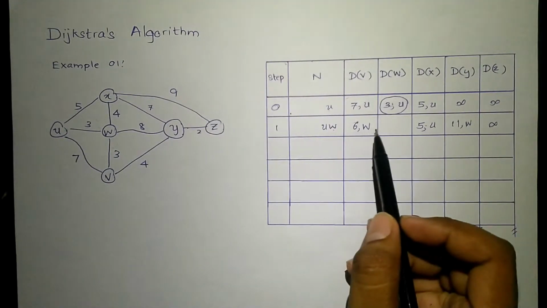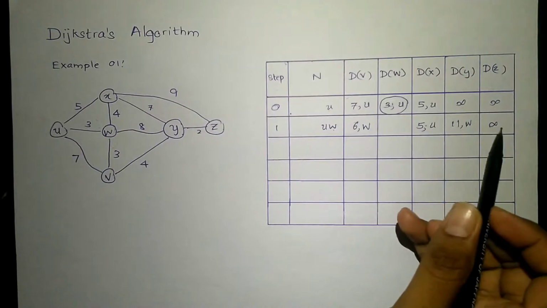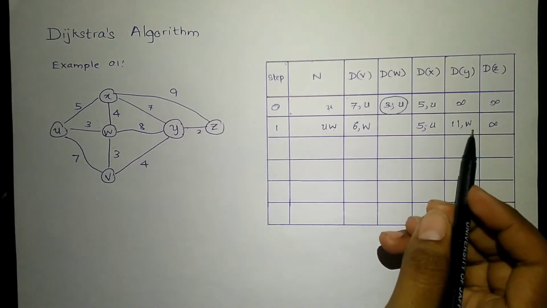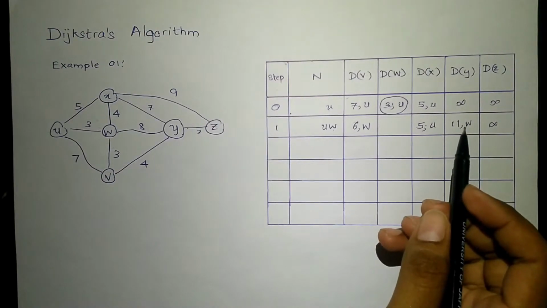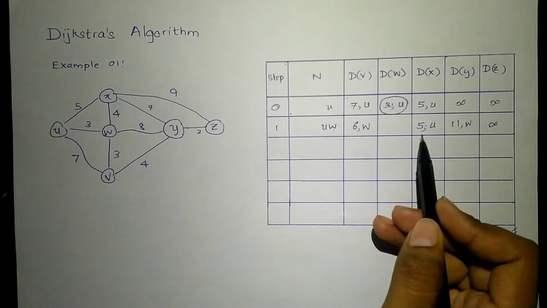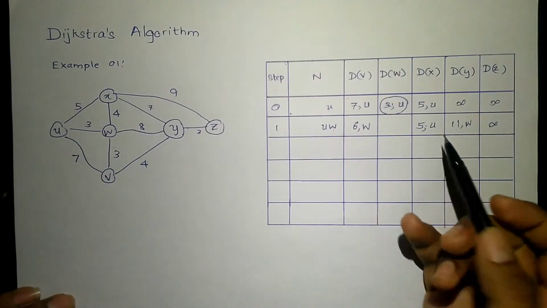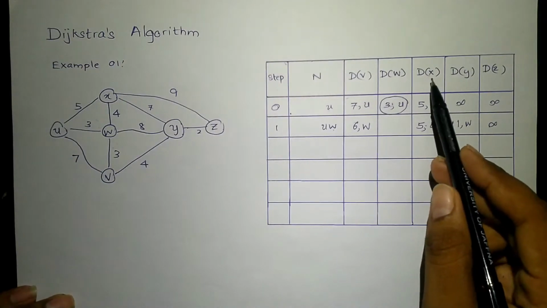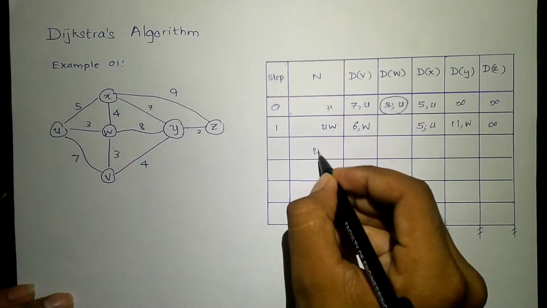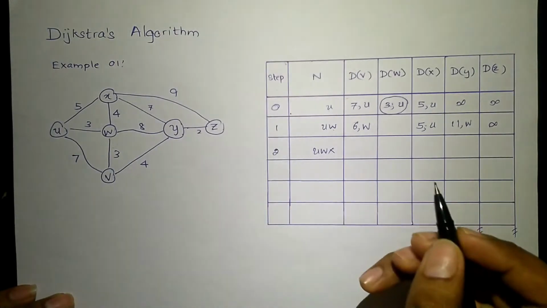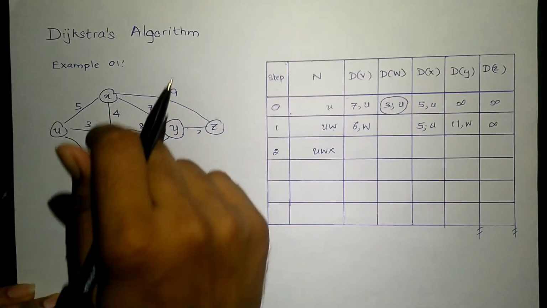Now we have to go through this row and collect the least value. So you see here 5. Going through this column, we see that it's X. So we write UWX. That is the second step. UWX.